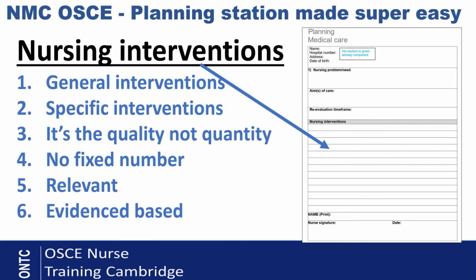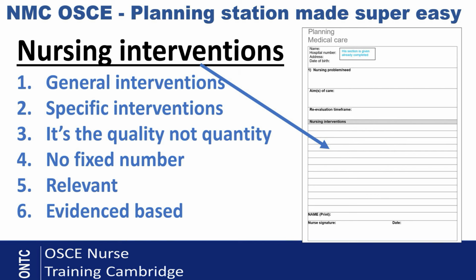So lots of people ask me how many to write. It's not about how many, it's what's important for that particular nursing need. Another thing is nursing interventions are about quality, not quantity. Don't keep repeating yourself about the same point by changing the language a little bit. That will not get you anywhere. So it is about the quality of your writing rather than how many you have written. There is no fixed number. It's all the important interventions for the particular nursing problem.